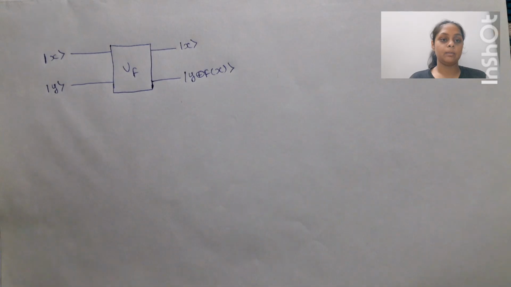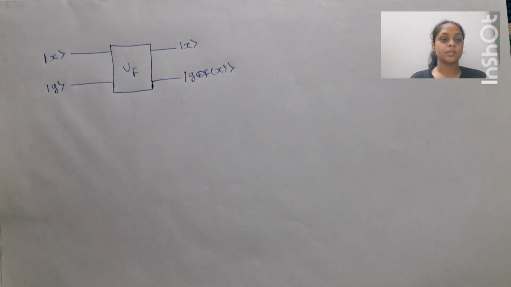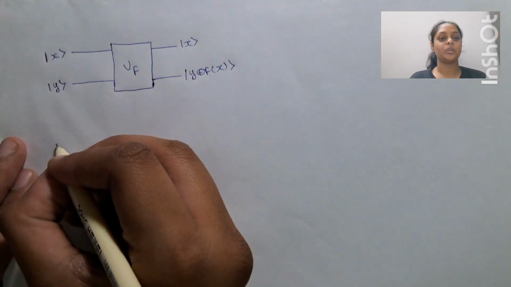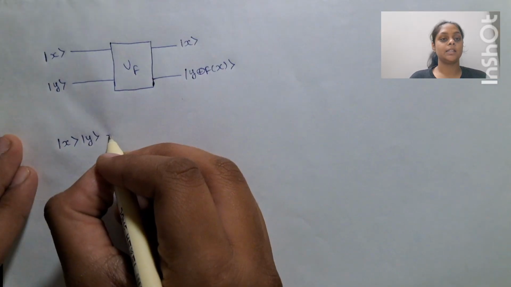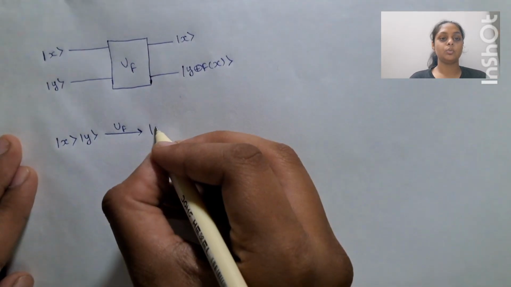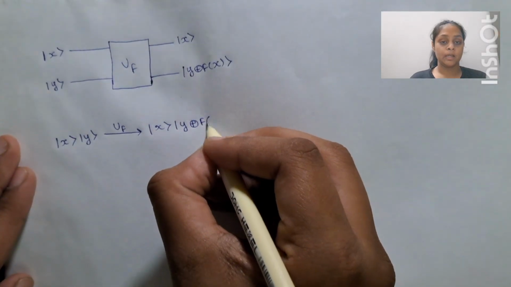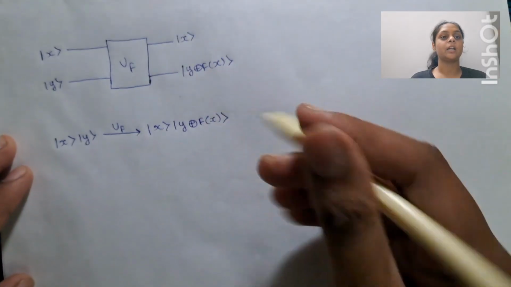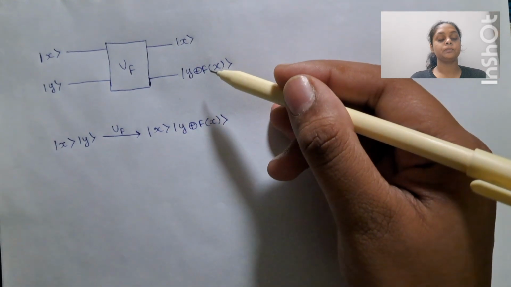The oracle acts on the state |x, y> and turns it into |x, y XOR f(x)>. We can also write this as |x>|y>. When it is operated in the oracle black box, we get |x>|y XOR f(x)>. Here the |y> bit is converted into a function of x, that is f(x).